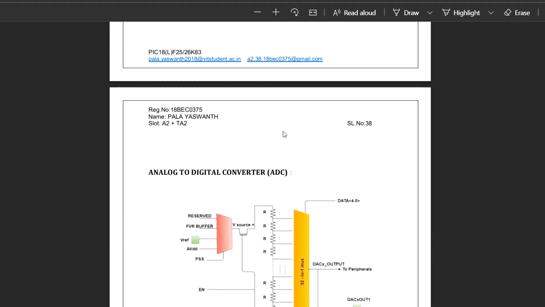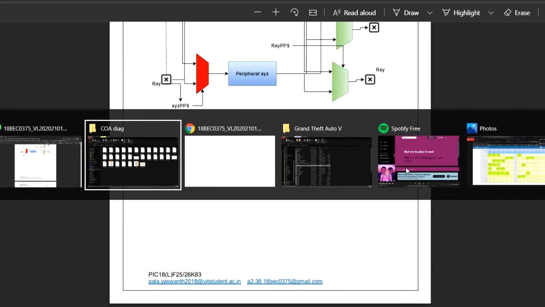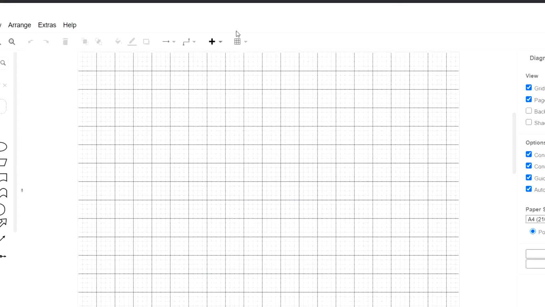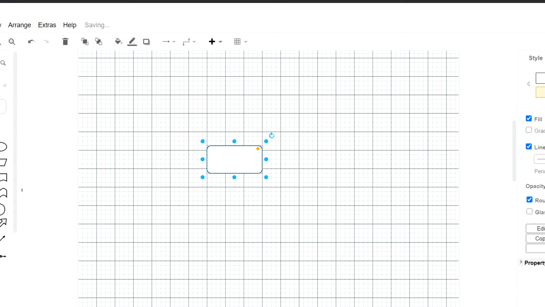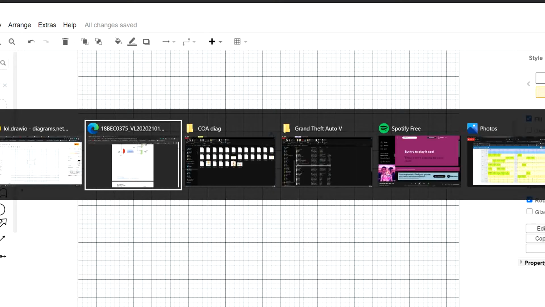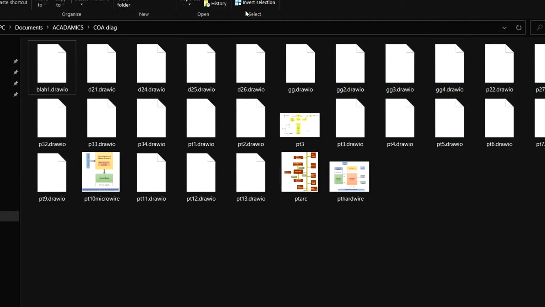I answered the first question from the data sheet of the microcontroller I selected. I'll upload the link along with the video, where I got the data sheet and what contents are present in it. With the help of the data sheet I did it, and I used app.io to create those flowcharts. We can easily create flowcharts with it. It took time, but I did it. These are the diagrams I made.